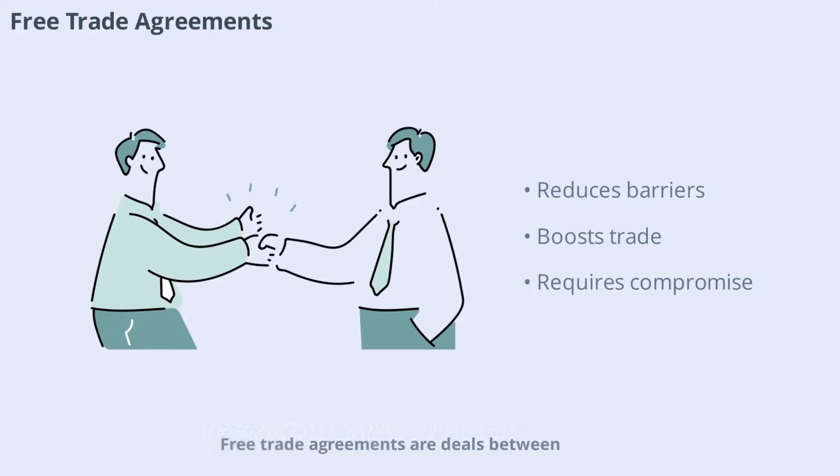Free trade agreements are deals between countries to reduce or eliminate trade barriers. These agreements make it easier for goods and services to flow across borders, benefiting both consumers and producers. Examples include NAFTA and the European Union's single market. While free trade agreements can boost economic growth, they also require countries to make compromises.